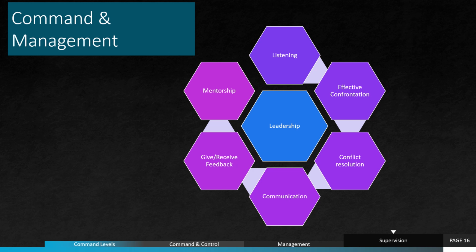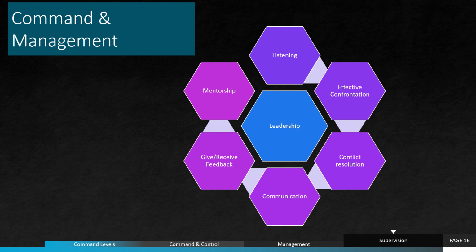Well, leadership is at the center, right? And one of the most important things of being a leader is actively listening to your personnel. You have to actively listen and hear what are their complaints, what are their needs, do they have the resources that they need to do the job that you're asking them to do.